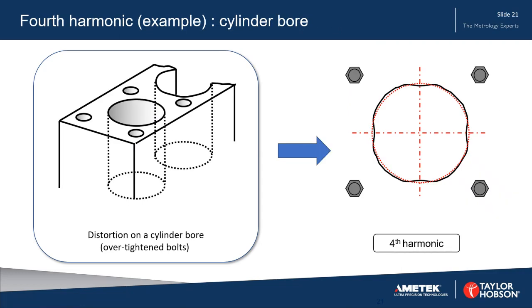Another example here, for the fourth harmonic this time, is for a cylinder bore. On a cylinder bore, if we over tighten the bolts, then the material gets pulled outwards, and you can see that's what's happened here. Here are the 4 bolts, 1, 2, 3, 4, and in each case it's pulled the material outwards, and so we get the fourth harmonic.